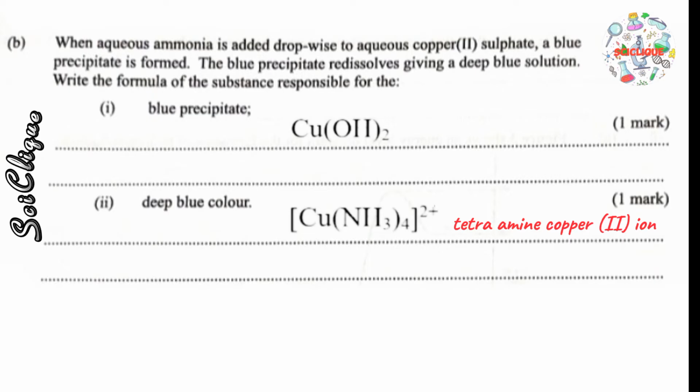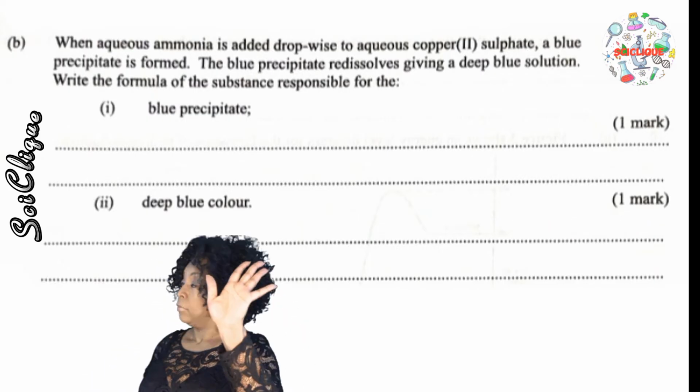Copper comes before the NH3, and then we are going to enclose all of these in brackets, and then finally place the +2 charge at the top of it, because the +2 charge is not just for copper but for the whole complex ion. And there we have it. How easy is it?